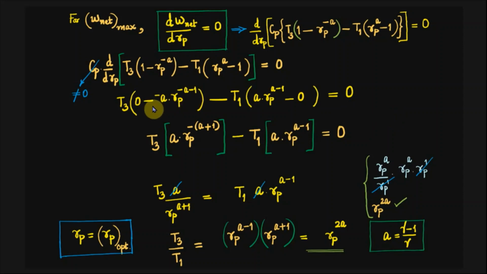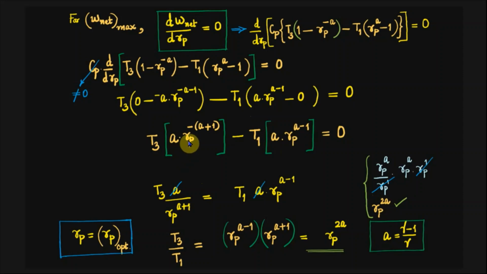From this, minus of minus is plus, and A into Rp raised to minus A minus 1. So the negative sign from the index can be taken out. So you will get minus of A plus 1. So T3 into A into Rp raised to minus of A plus 1, then minus the second term T1 into A into Rp raised to A minus 1, and that is equal to 0. Now we can take the second term to the right hand side, and along with that we will simplify further.